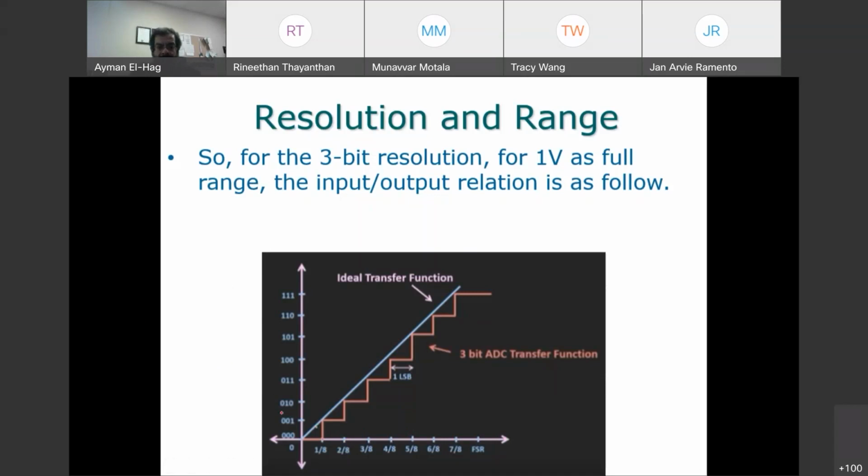Now if you have better resolution, you will have your curve something like this. Now you have a better resolution. If you have more bits, you will have something like this, which is much better than the one that you have.